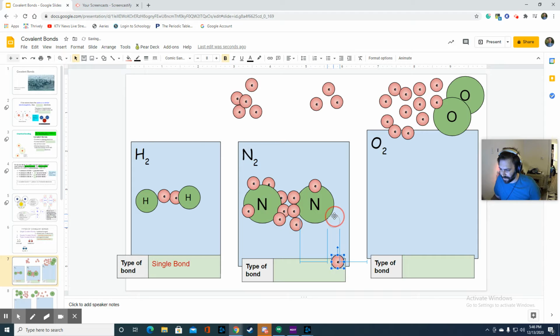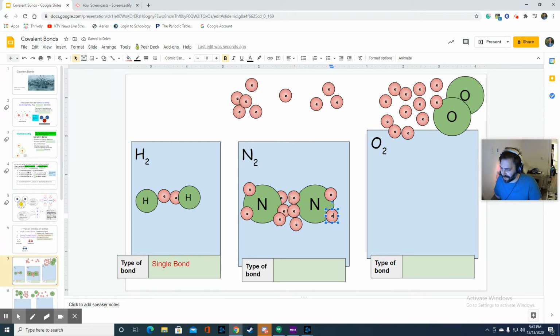There we go. Okay, so I should have a total of 8 in each one. So 1, 2, 3, 4, 5, 6, 7, 8. 1, 2, 3, 4, 5, 6, 7, and 8. So this one can go away. So these two left here, these are called lone pairs that are left over there. Those are called lone pairs.